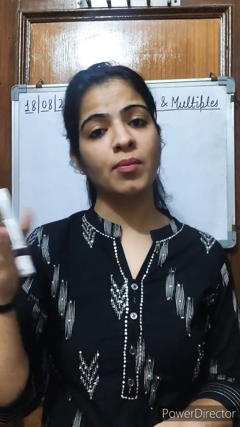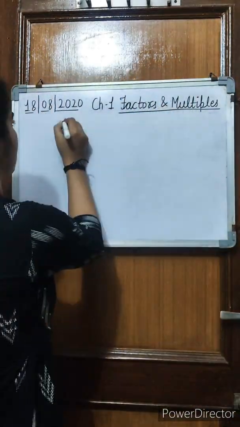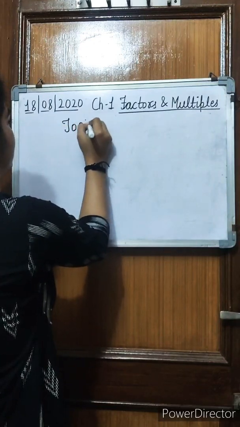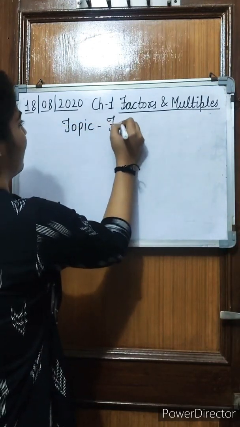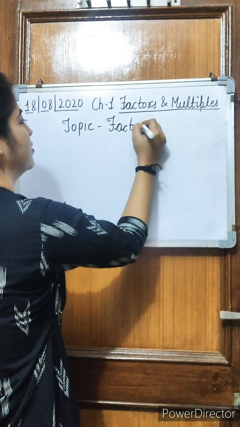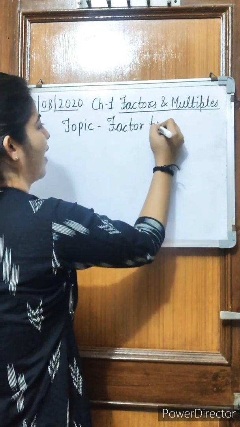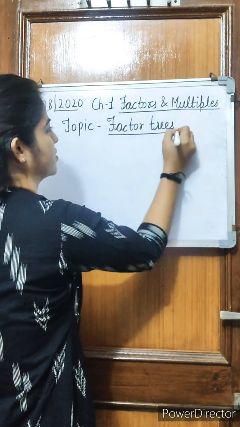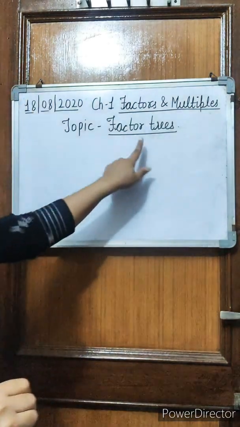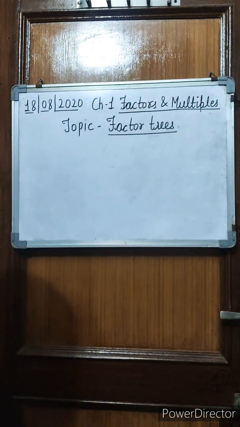Now we will move to our main topic, that is factor trees, which is all based upon prime numbers and composite numbers, which we have done. So what is our topic? Our topic is factor trees. We have to make factor trees of some numbers.